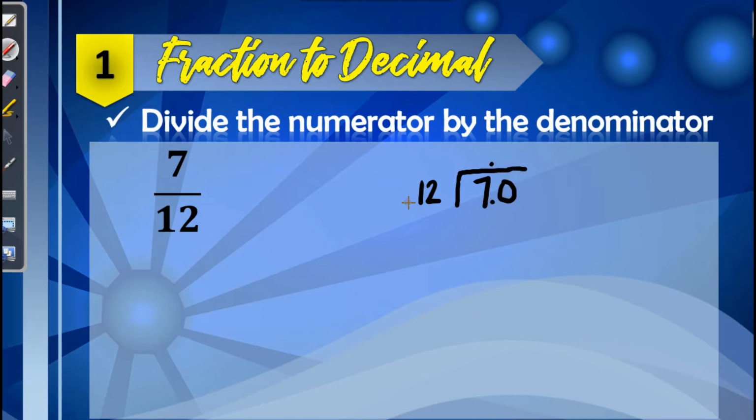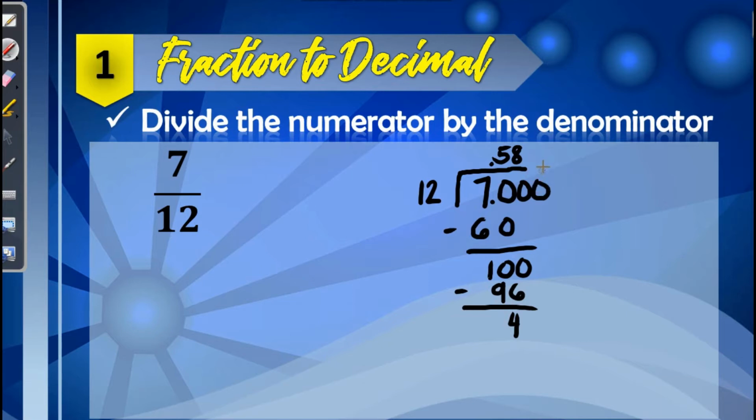70 divided by 12 gives us 5. 5 times 12, we have 60. Subtract the two values, we have 10. Now we cannot divide 10 by 12, so we have to add 0. Bring down 0. 100 divided by 12, the value is 8. 8 times 12, we have 96. Subtract, we will get 4. Since we cannot divide 4 by 12, we need to add 0. So we bring down 0 here.